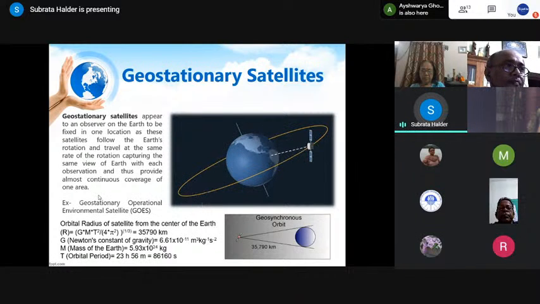The orbital radius of the satellite from the center of the Earth is calculated by this formula: (G times M times T squared divided by 4 pi squared) whole to the power 1/3. If we put in Newton's gravitational constant, the mass of the Earth and the orbital period, then we can calculate the orbital radius of the geostationary satellite, that is 35,790 km.